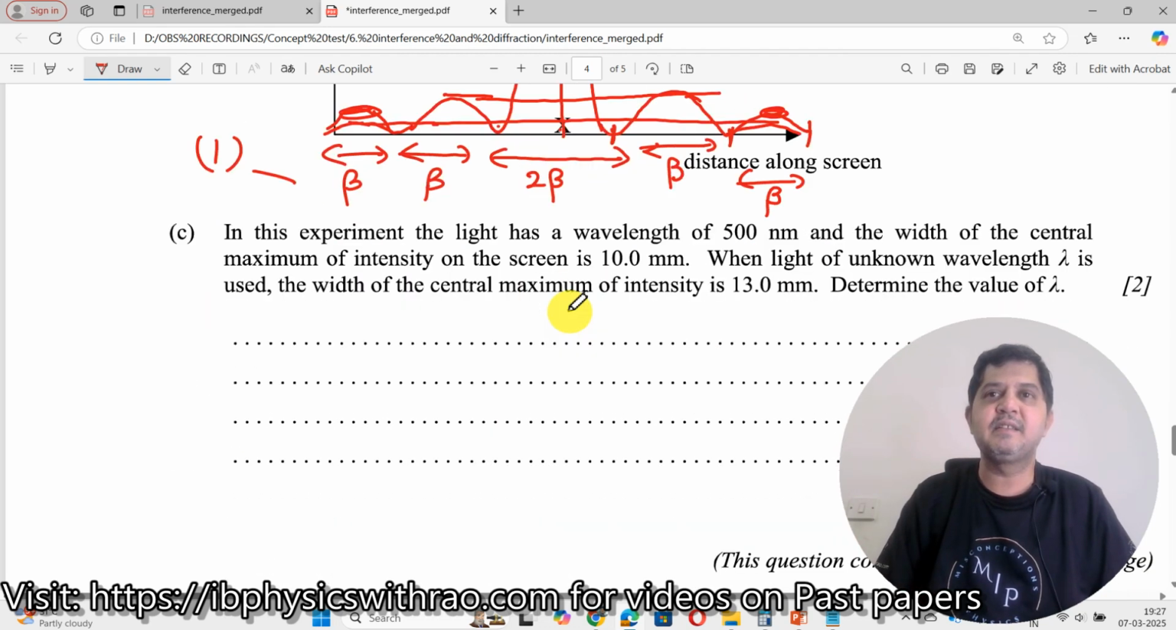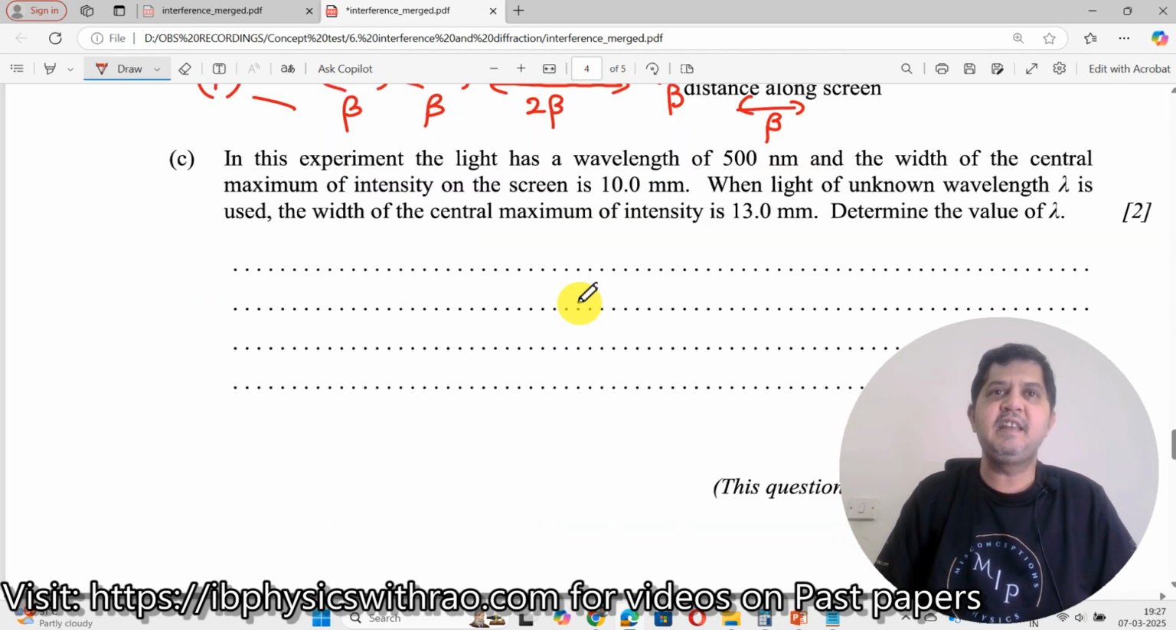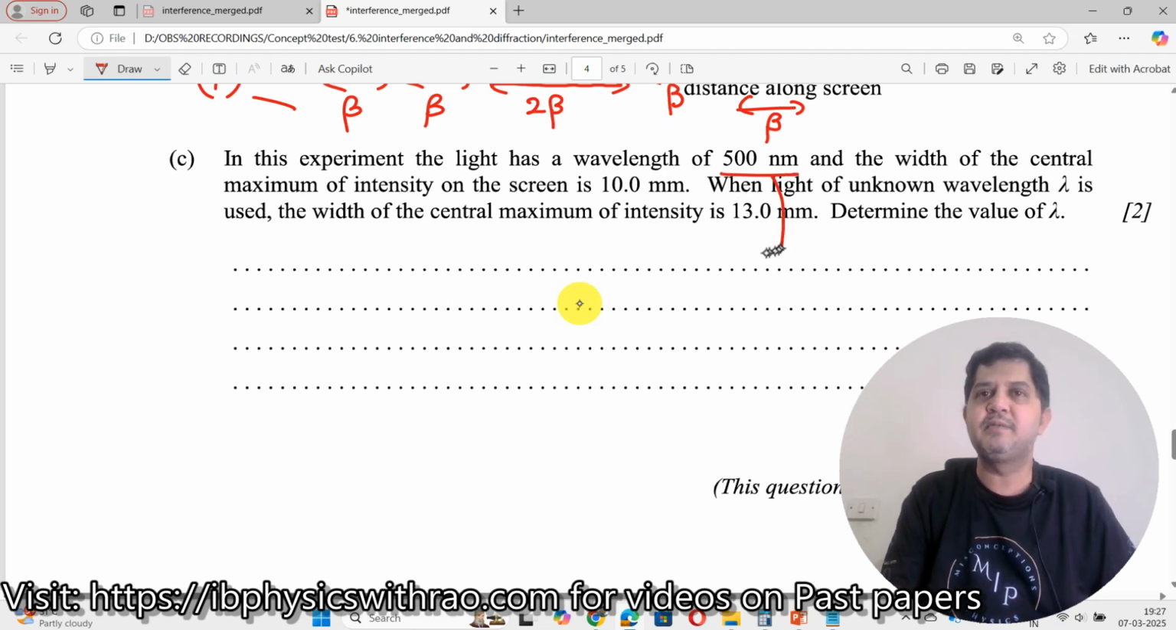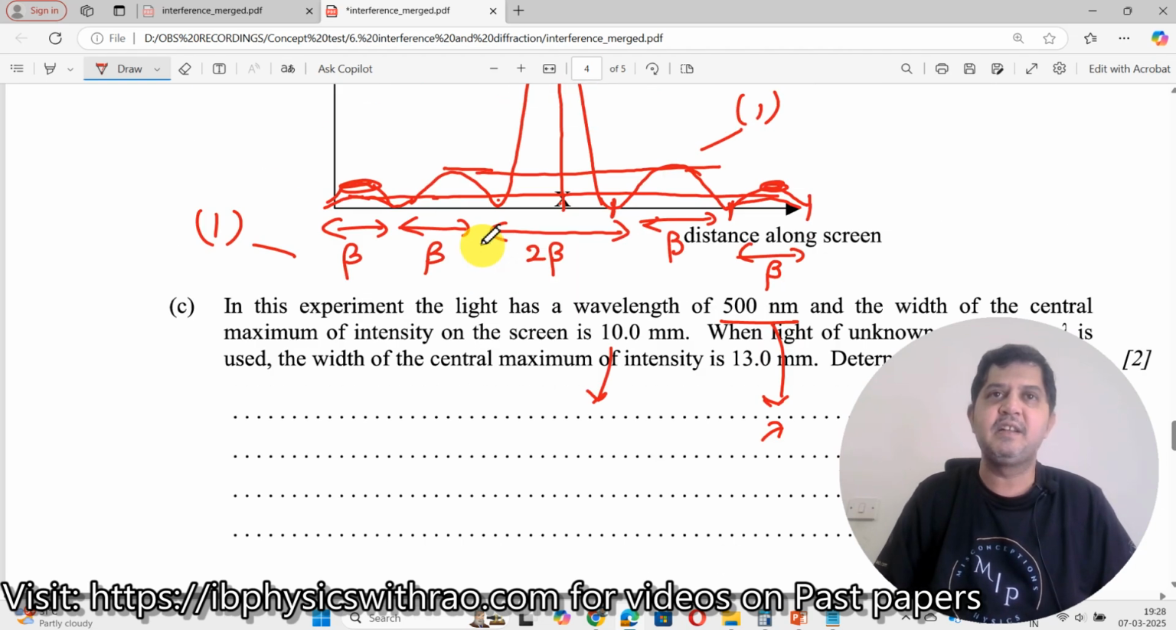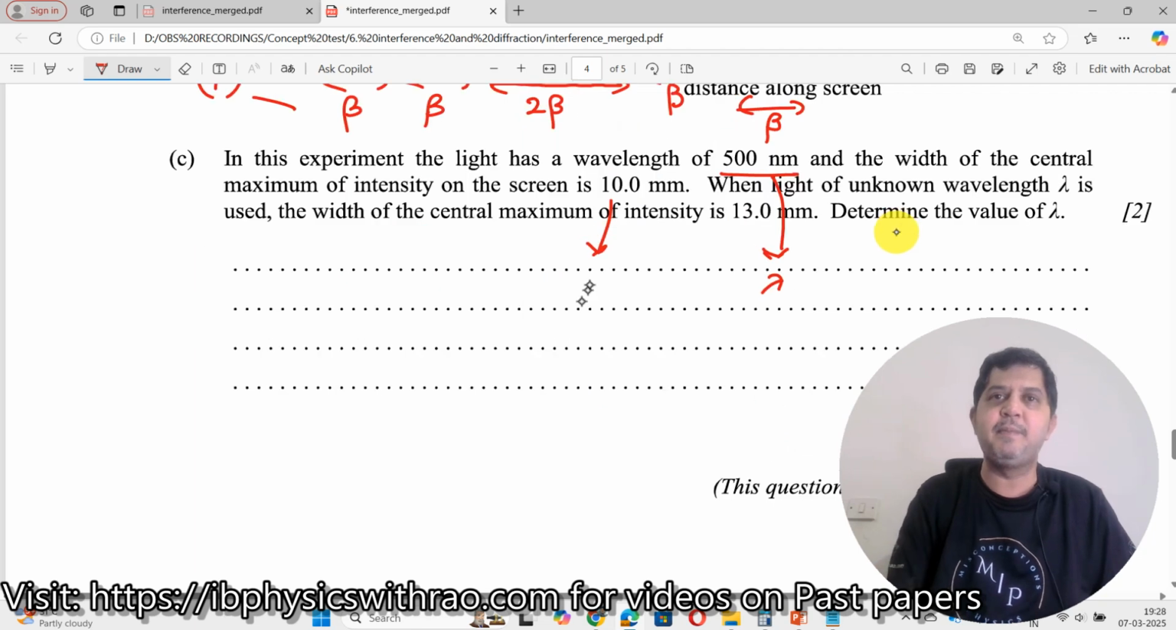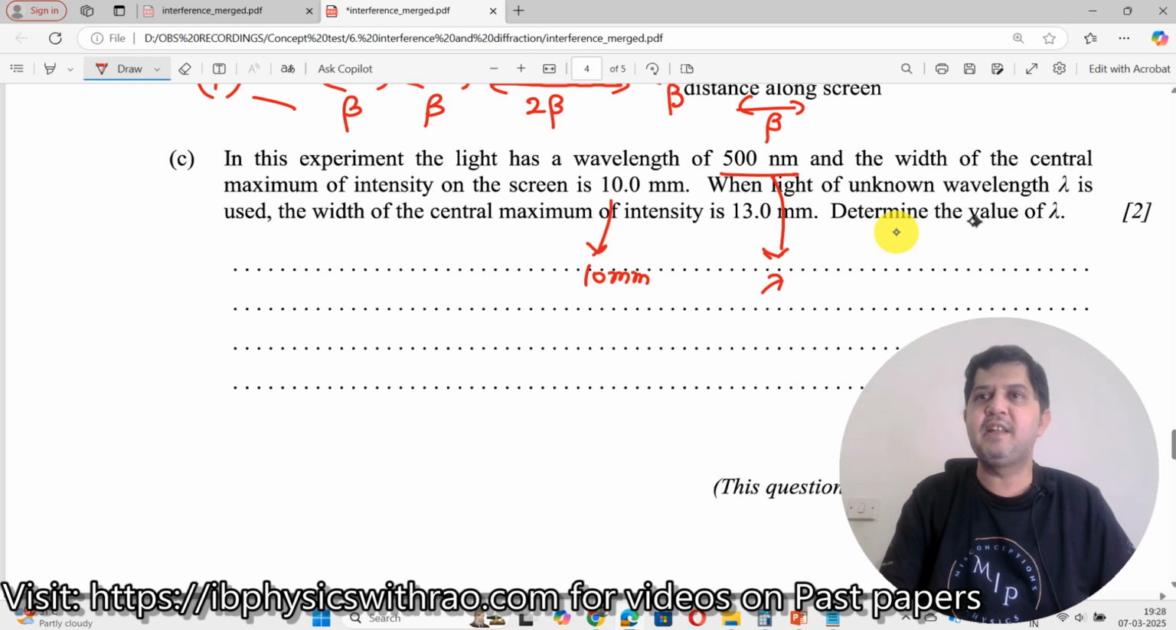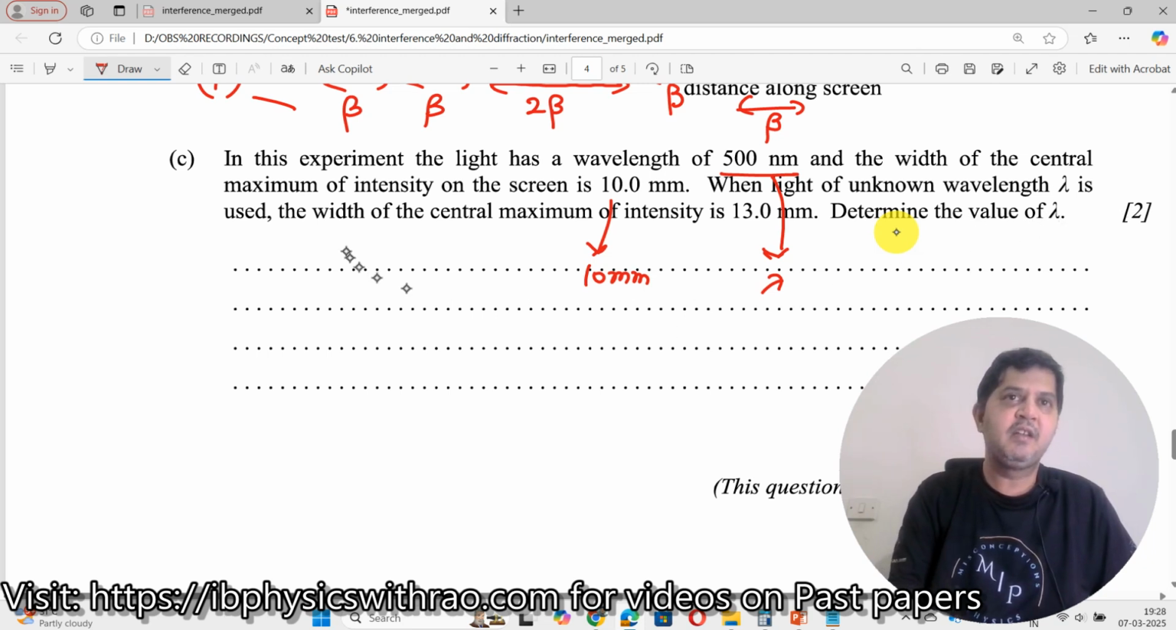Okay, next. In the experiment, the light has a wavelength of 500 nanometers. Lambda is given over here. The width of the central maxima on the screen is 10 millimeter. This value is given. When light of the known wavelength is used, the width of the central maxima is 10 millimeter. When light of unknown wavelength lambda is used, the width of the central maxima is 13 millimeter.